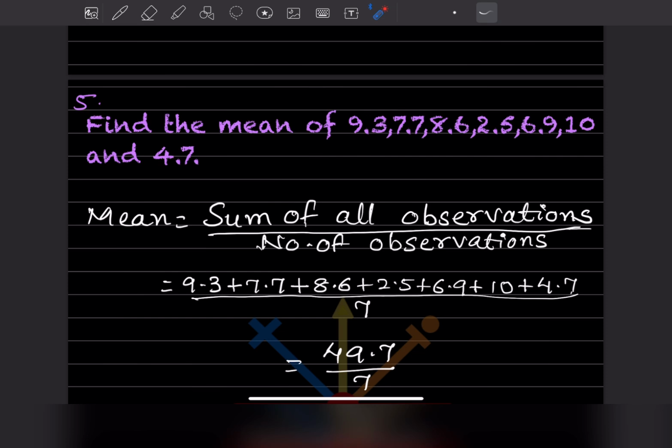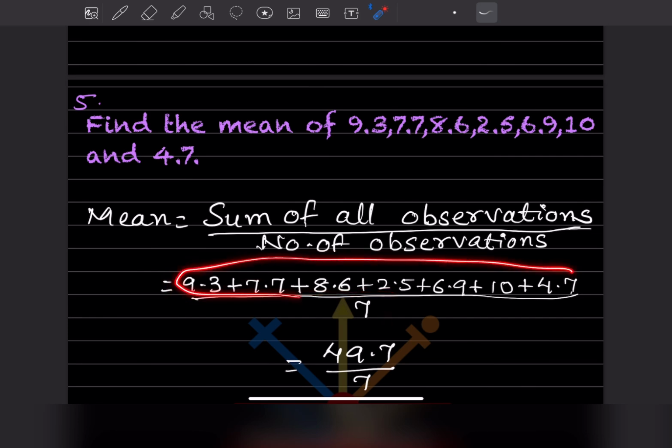Here is given: find the mean of 9.3, 7.7, 8.6, 2.5, 6.9, 10 and 4.7. First you should know the formula for the mean. Mean is the sum of all observations divided by the number of observations. Sum means you are going to add all of these, divided by how many numbers are here? The number of observations is 1, 2, 3, 4, 5, 6 and 7. So we'll write these numbers divided by 7.